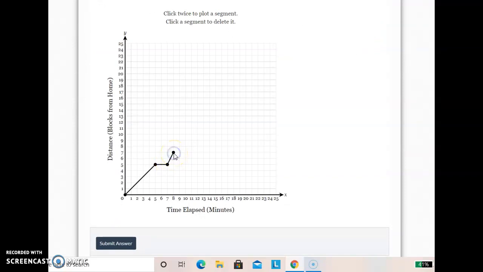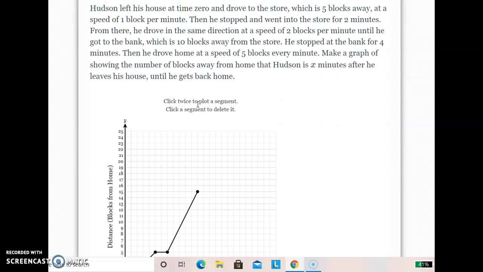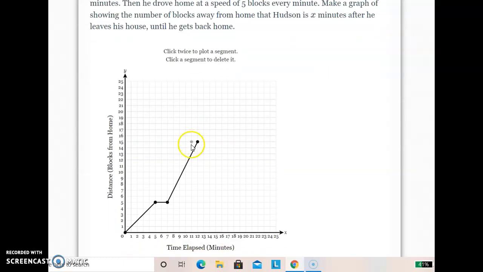So that's 2. Oops, I messed that up. I can't click on that. All right, try again. That's 2, 4, 6, 8, 10. I'm going to click on that. When he got to the bank, he stopped at the bank for 4 minutes. So again, location doesn't change. So 4 minutes, 1, 2, 3, 4.